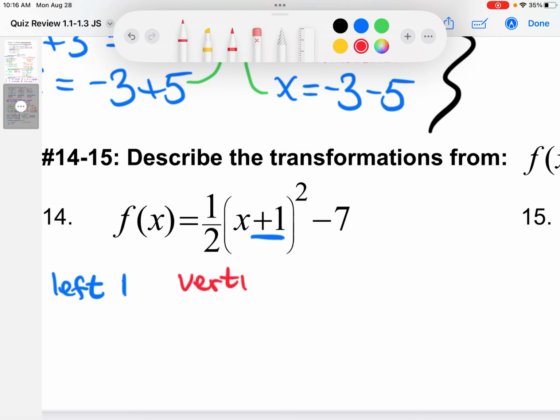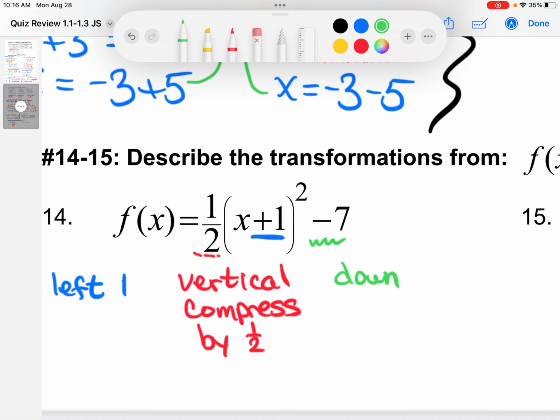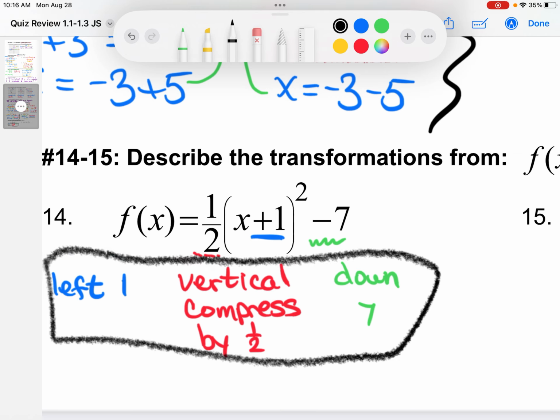That is a vertical compression because it is less than 1 by a factor of 1/2. So everything will shrink by a factor of 1/2. And then that was for the 1/2. And then the add and subtract come last, that minus 7. That's an up and down, and that feels normal directions, so it will move down 7. And here are the transformations.